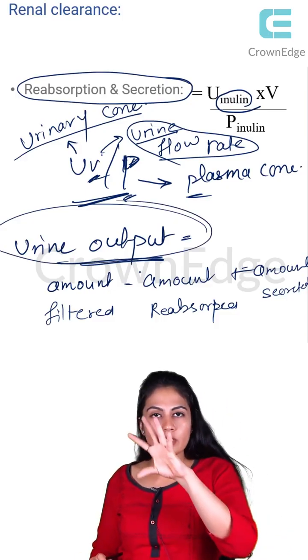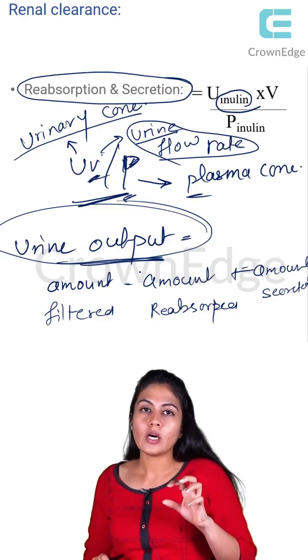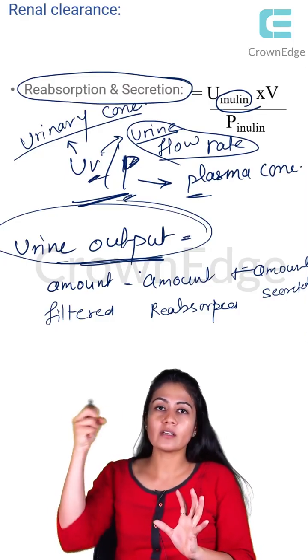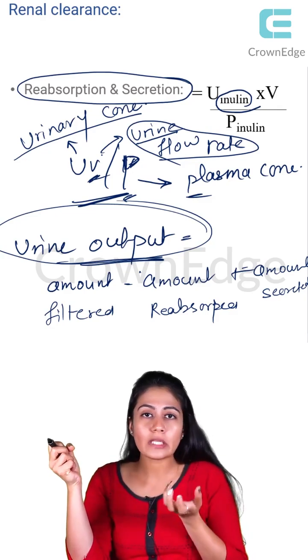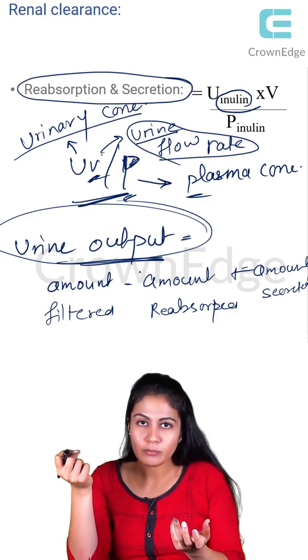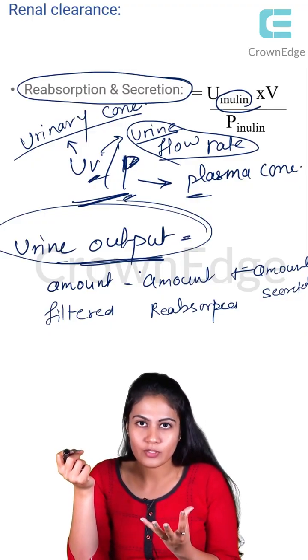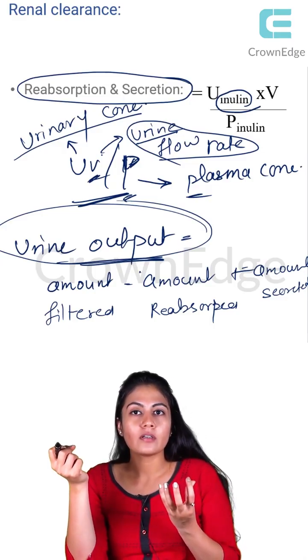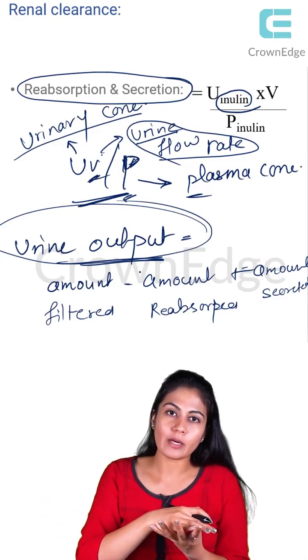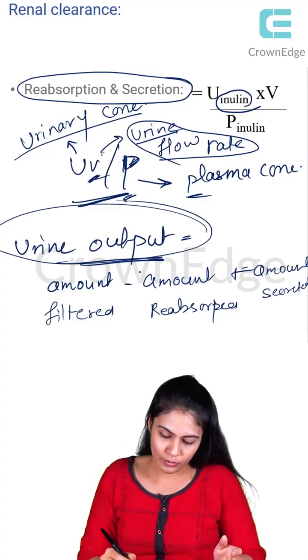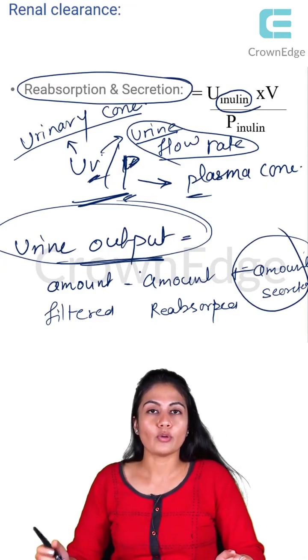That means whatever is filtered, you have to subtract the substances which are reabsorbed. Why? Because they are no more in the urine, and you are taking the urine output. How much is in the urine, you have to say that. And if something is secreted into the urine, that means it is increasing the amount, so you have to add that amount of secretion.